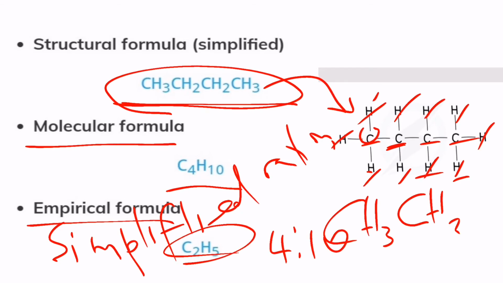Sorry for that. 4:10. So now what is happening here is that we are simplifying 4:10. So we look for a common factor, which is 2. 2 goes into 4 two times, so we write 2. Into 10 it goes 5 times. So we know that this 4 was for carbon, and the 10 was for hydrogen. So now it means we are going to have C2H5. So that one is an empirical formula.